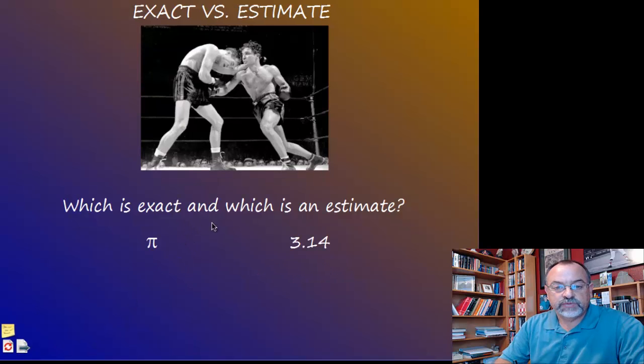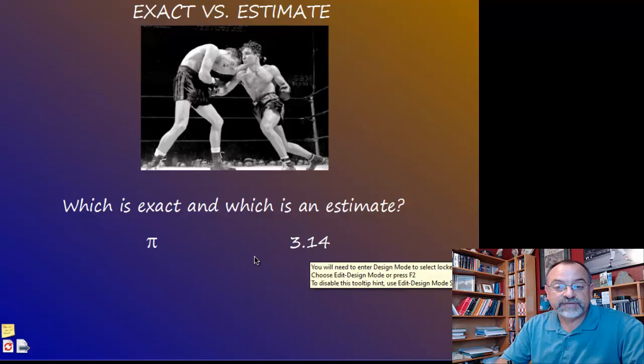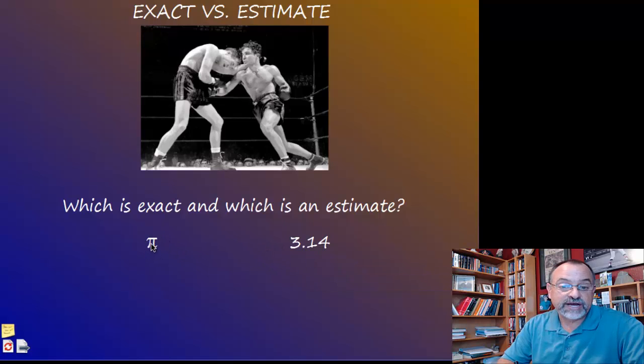Which is exact and which is estimate? Actually this symbol that represents pi is exact. This decimal that you're probably familiar with, 3.14, is an estimate because pi is a number where these decimal places go on forever. They actually never end. So when I only go off 2 places here and I stop, all of these other decimal places that we're not using have been rounded off. So this is actually an estimated answer rather than this symbol, which represents the entire number.